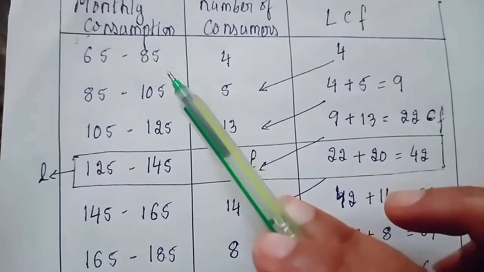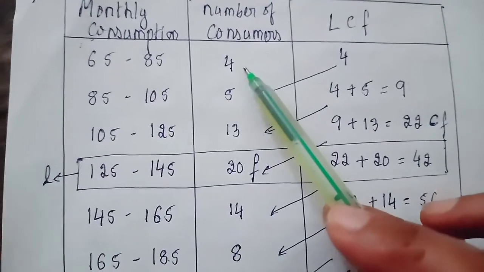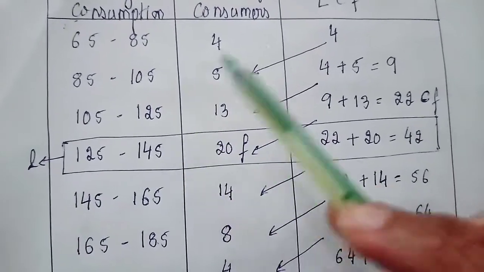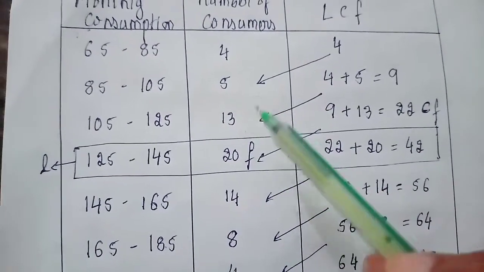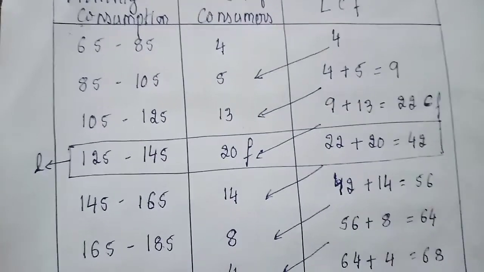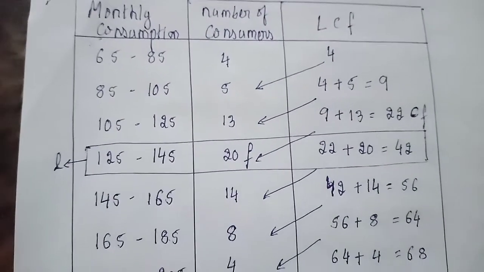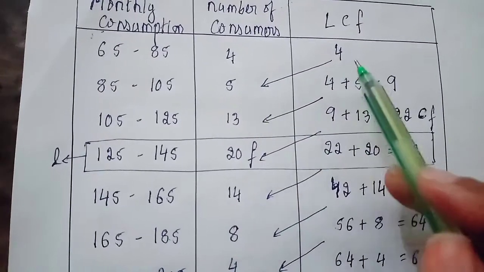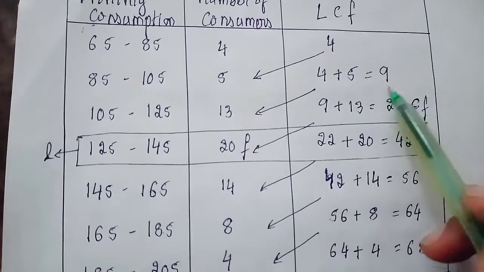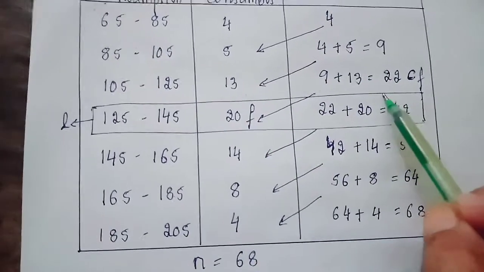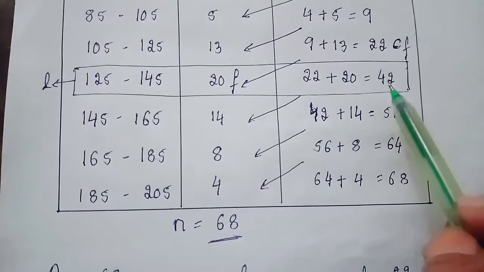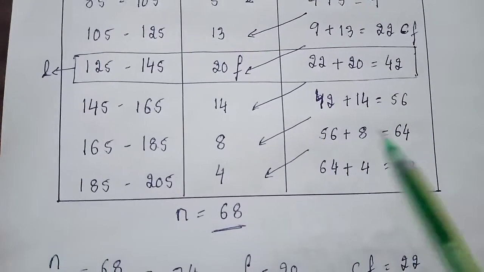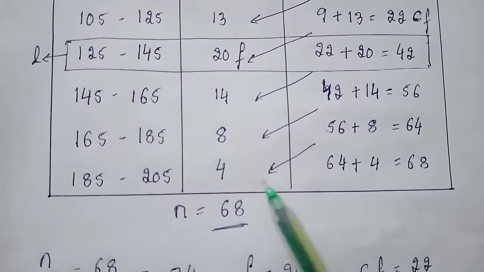Now, less than 85 means how many consumers? 4. Less than 105, that is 4 plus 5. Less than 125, 4 plus 5 plus 13. Instead of adding again and again, let us complete this less than cumulative frequency column. First write 4 as it is, 4 plus 5 is 9, 9 plus 13 is 22, 22 plus 20 is 42, 42 plus 14 is 56, 56 plus 8 is 64, 64 plus 4 is 68.